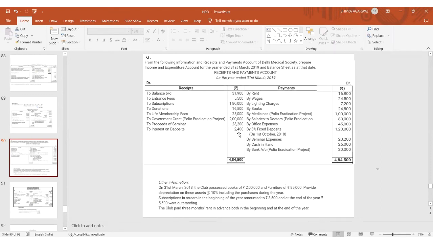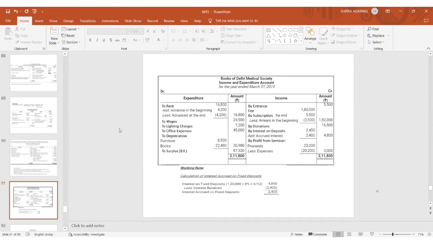So you can see the previous question was related to a club, right? And this is related to a medical society, right? So accordingly, your terms will be different because both of them are dealing in different kinds of activities. So in this case also, you have to prepare your income and expenditure account.